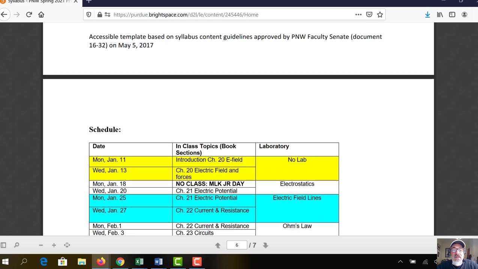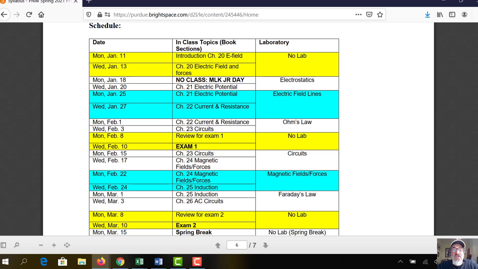Okay, here's the schedule. So we do start with chapter 20, electric fields, forces between charged particles, no lab the first week. I broke this down by weeks. Monday, Wednesday, and then here's the lab. No lab the first week. More information about lab will be coming next week, actually. But anyway, you can get an idea of the topics.